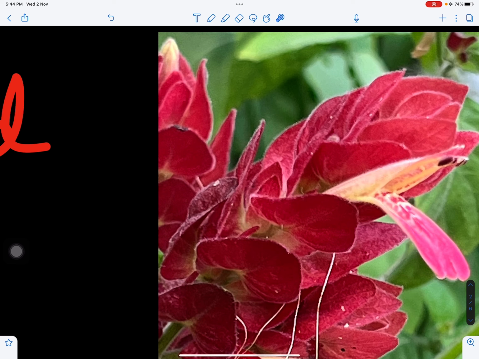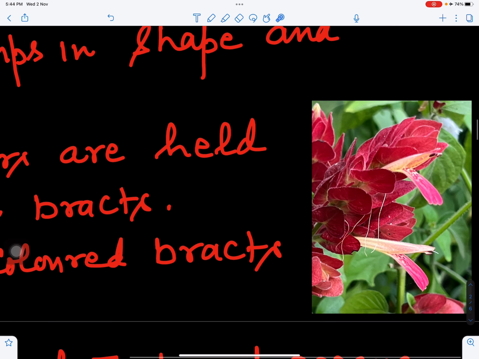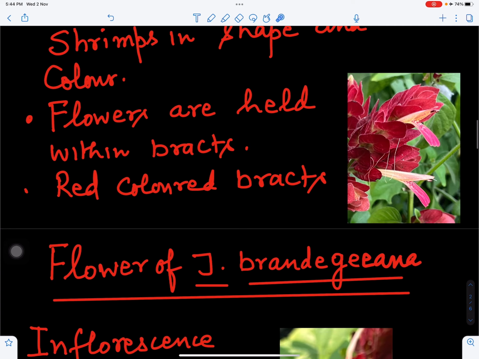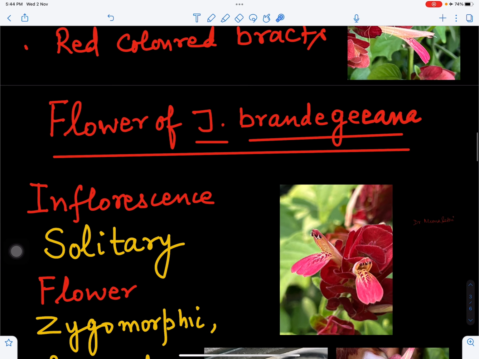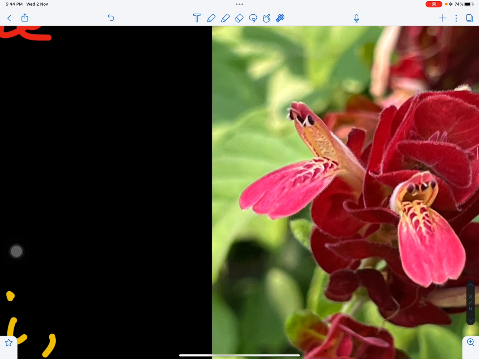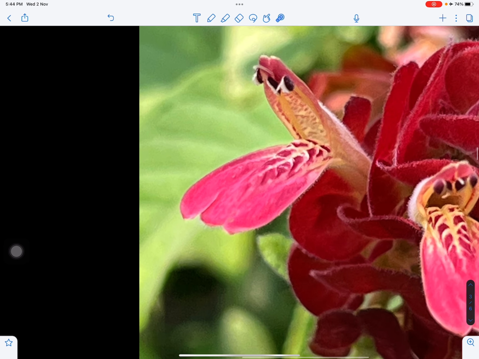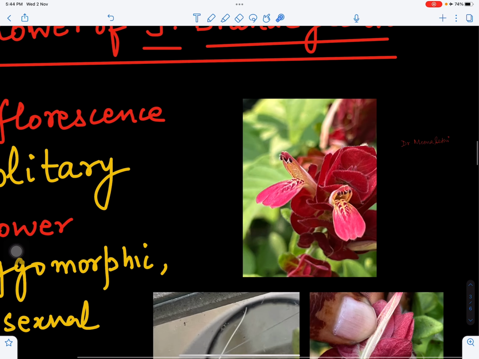Flowers can be creamish, they can be whitish, and we can see in the picture this is creamish pinkish in color. So colored bracts are there which will attract the insects also. Now if we see the detail of the flower of Justicia brandegeeana, we see its inflorescence, how the flower is present. This is present singly in the axil of the bracts. So this is called solitary. So this is the flower. This is also flower. So this is arising singly in the axil of the bracts.